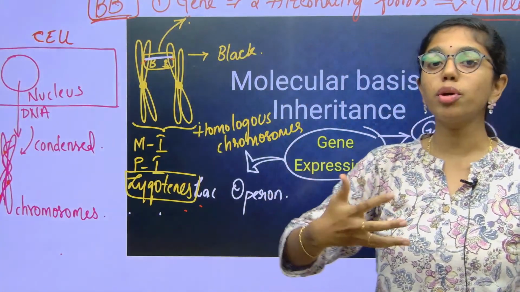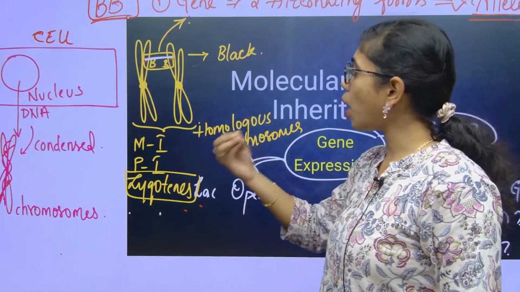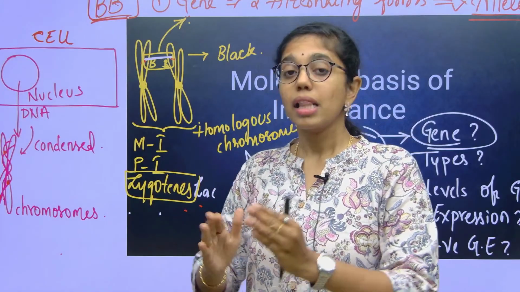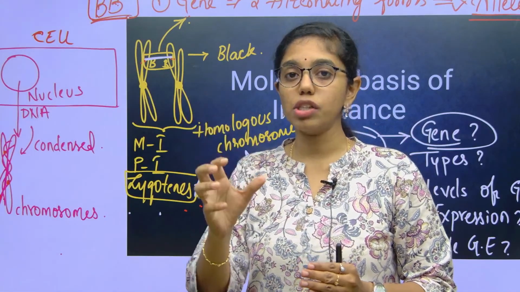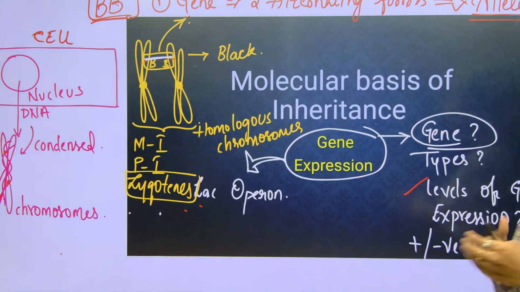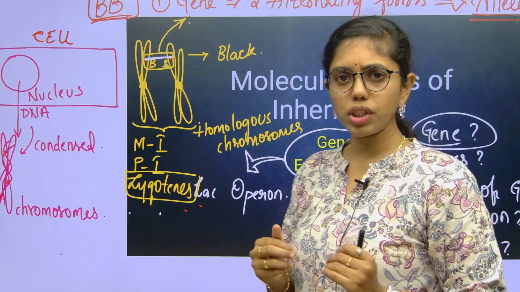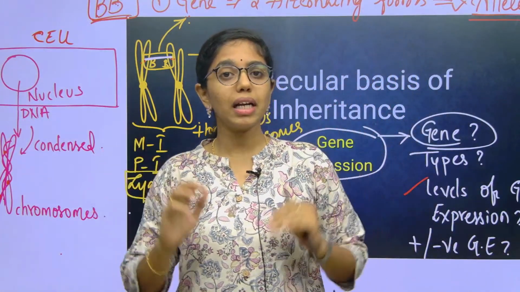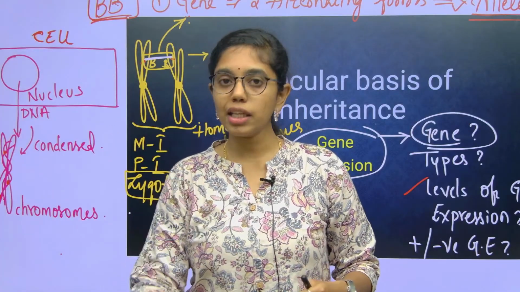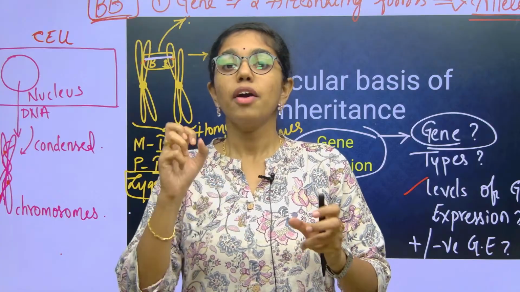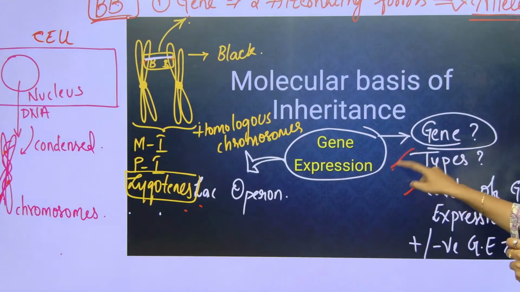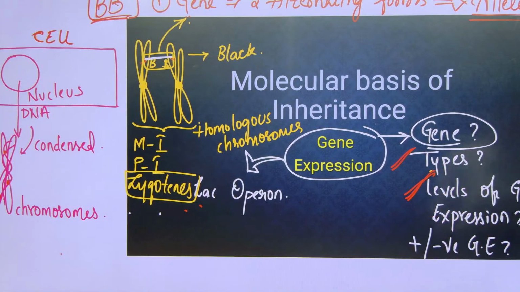Now, this gene has to be expressed to show the predominant phenotypic characteristic. For example, we have taken the black color, right? This has to be expressed at some levels. What are the levels of gene expression we are going to learn? And for this expression, do we have any types of genes? Will all genes be permanently expressed all the time without any inducing factor? Or are there any genes which will be expressed only with an inducible factor? First, we are going to learn what are the types of genes and what are the levels of gene expression.